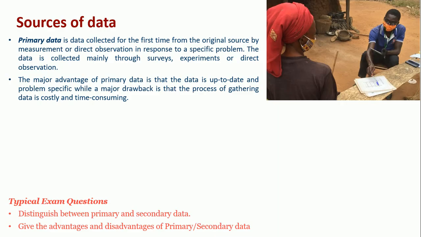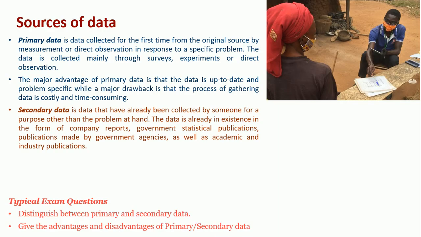One disadvantage of primary data is that the process of gathering data is usually costly and time consuming, because one would need transport and other monies to collect the information, and processing of the data also takes time and some money as well.